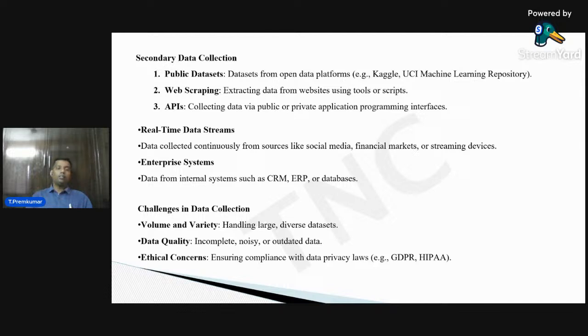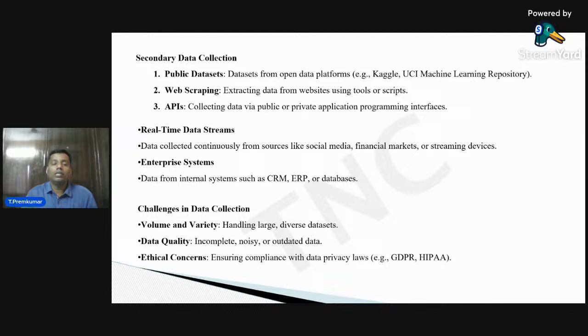In the case of enterprise systems, the data from internal systems such as CRM and ERP or databases. What are the challenges we can find in the case of data collection? They are volume and variety. When you talk about volume and variety, it's handling large as well as diverse data sets. So the maximum number of data we can consider for data collection.